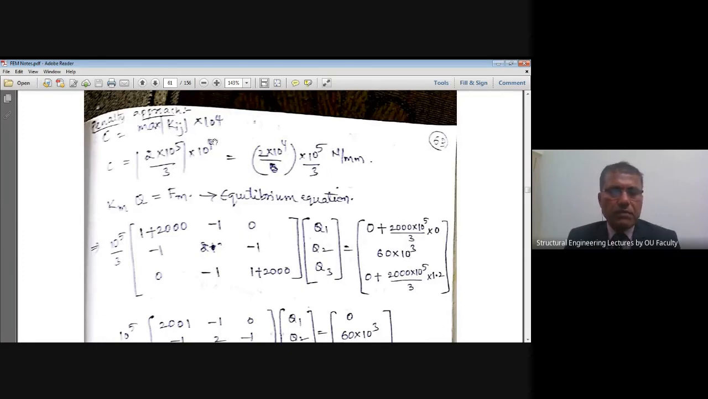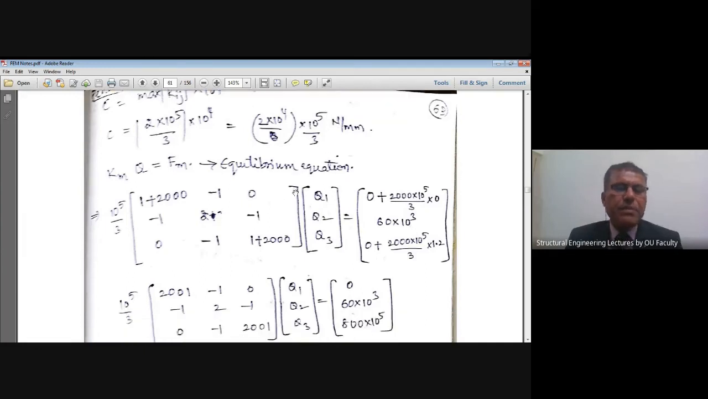Now you multiply that with 10 to the power 4. Hence, in the penalty approach, the spring constant along which the degrees of freedom are specified is given by C equal to maximum Kij, which is 200 power 5 divided by 3 multiplied with 10 power 4, 10,000 times more stiffness. That is equal to 200 power 4 newton per mm, taking 200 power 5 by 3 outside as common.